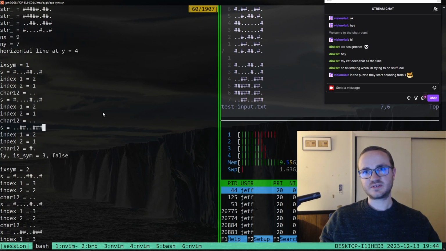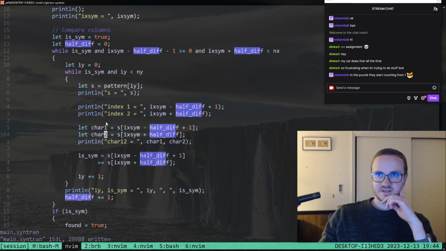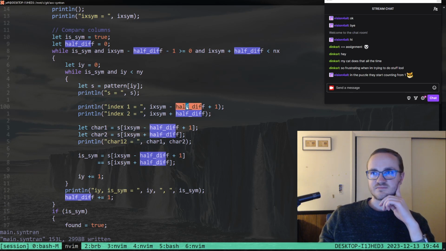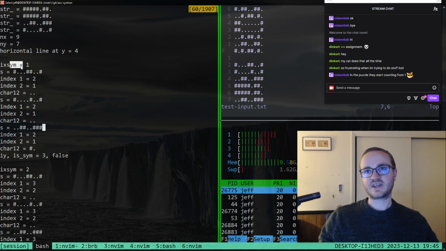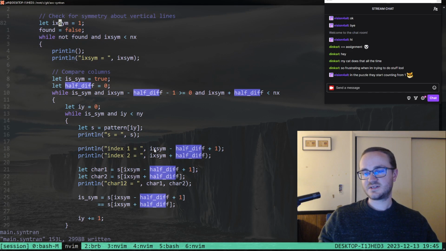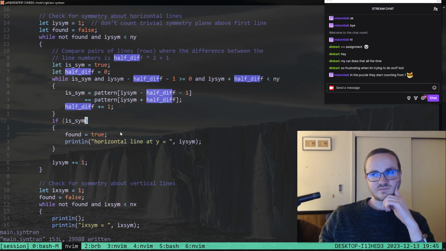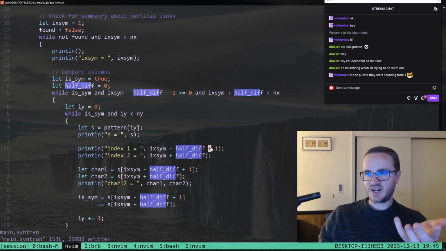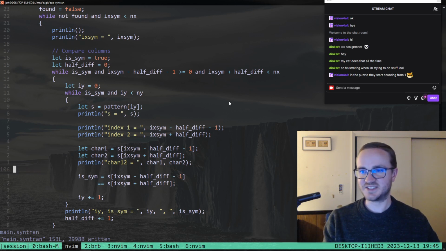3 and 2. No, 2 and 1. Did I? IXSim is 1. Minus. That should be -1, not +1. So I mistyped that. Maybe I should have copied and pasted instead of doing that manually.